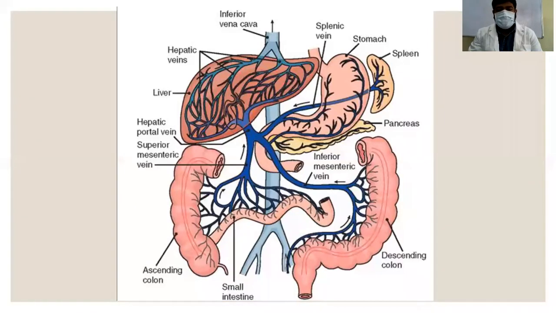Whereas in portal circulation, what is happening? The oxygenated blood is coming to the GI tract, and in the GI tract a lot of nutrients and toxins are absorbed. The deoxygenated blood is rich in both nutrients and toxins. This goes to the hepatic system, the liver.